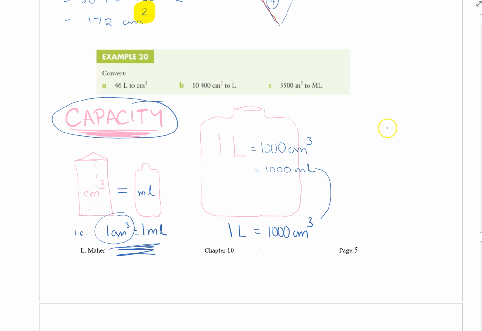The other conversion that you come across is 1 kilolitre, 1,000 litres, requires 1 metre cubed. It takes 1,000 litres to fill a box or container that measures 1 cubic metre.